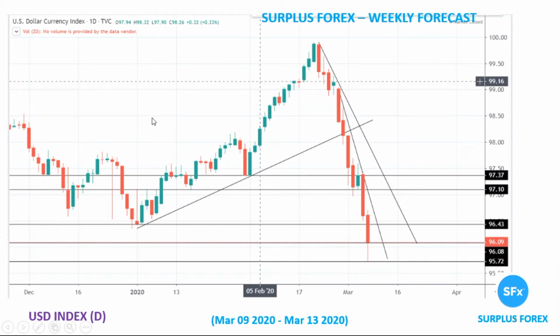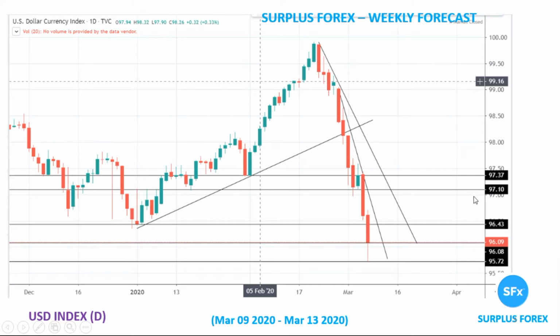As you see, on a daily time frame, it clearly shows a bearish downtrend all the way through last week, mainly because of coronavirus. Even with the emergency interest rate reduction by the US Fed, it didn't take any power from that. Rather, it dropped tremendously after that. Currently it's trading at 96.09, and it dropped all the way from close to 97.37 down below.